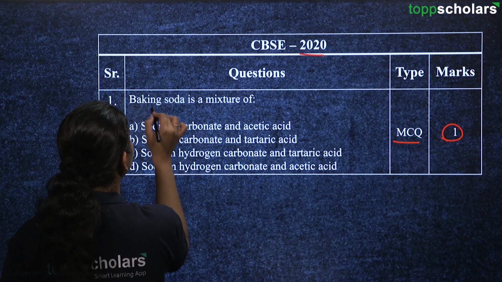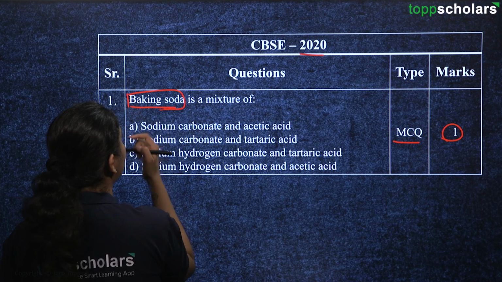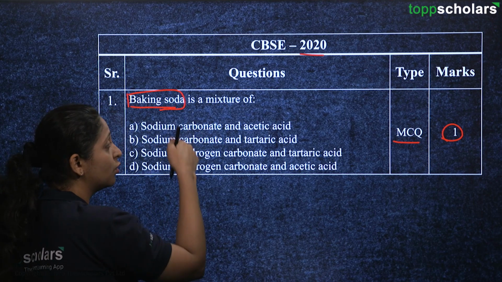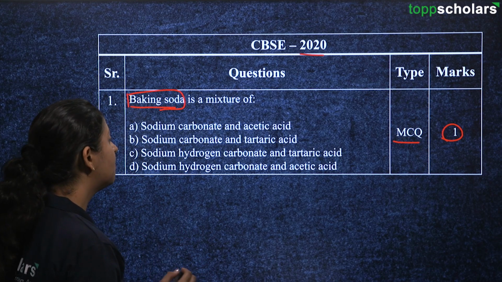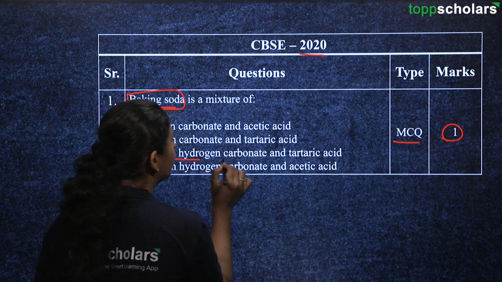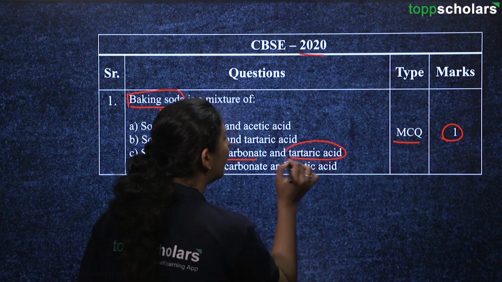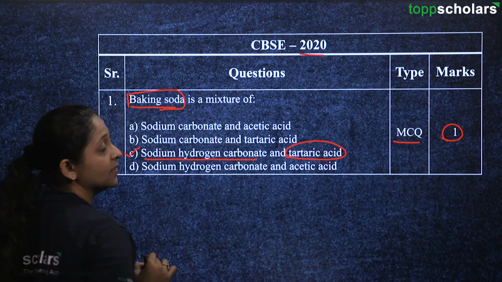So, you have to determine about the baking soda, and it is made up like a mixture of which two components? So, your baking soda is a mixture of sodium hydrogen carbonate and tartaric acid. So, the correct answer will be option C.